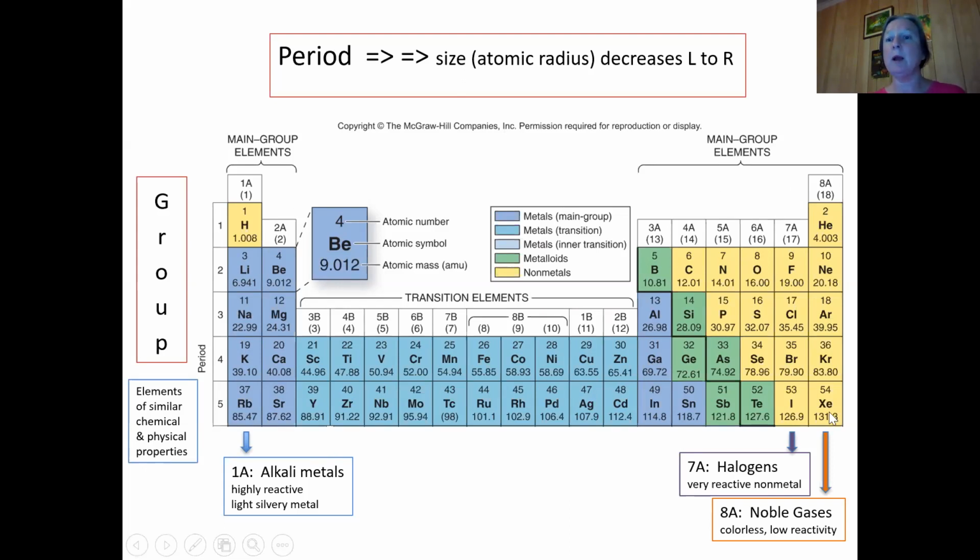They're on the right-hand side. You have to know where everything is. Metalloids are in this ladder, in between. A metalloid behaves as both a metal and a nonmetal. Everything else is metal.